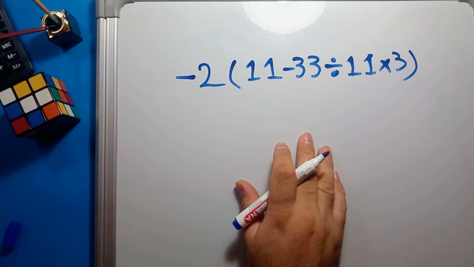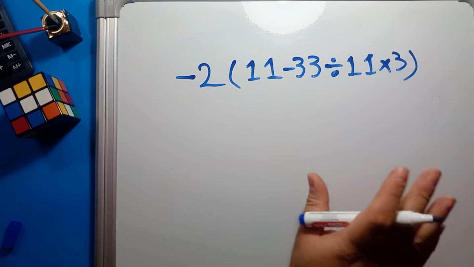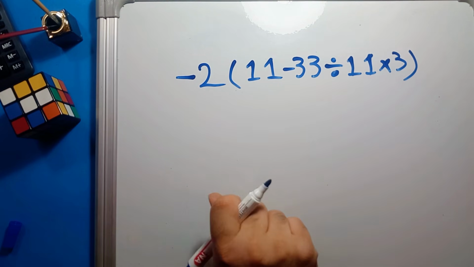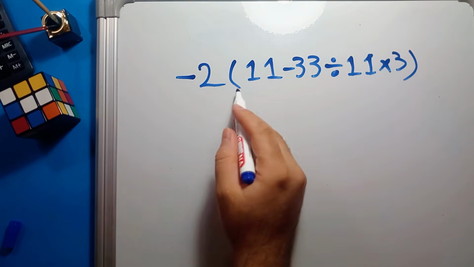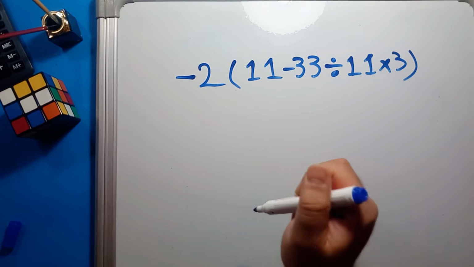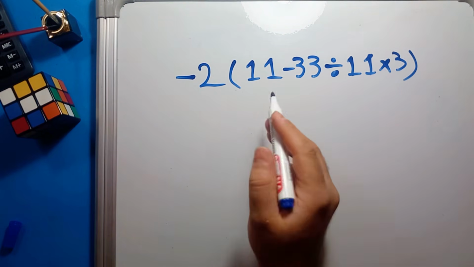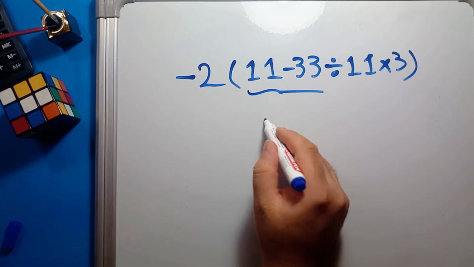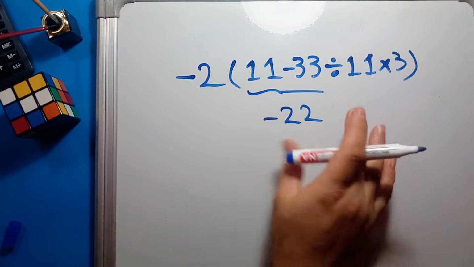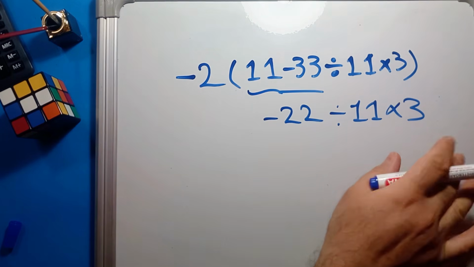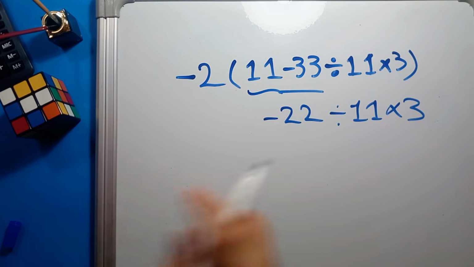This is where people either panic or rush. Both lead to mistakes. Here's the common mistake. People see 11 minus 33 divided by 11 times 3. And they immediately subtract first. They do 11 minus 33 equals negative 22. Then divide by 11, then multiply by 3. That gives a completely wrong path.